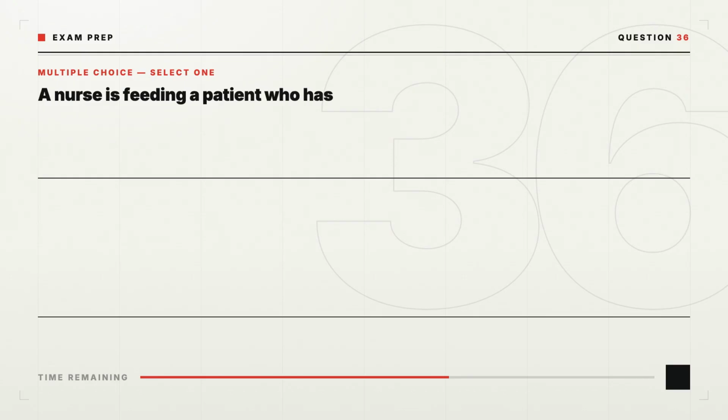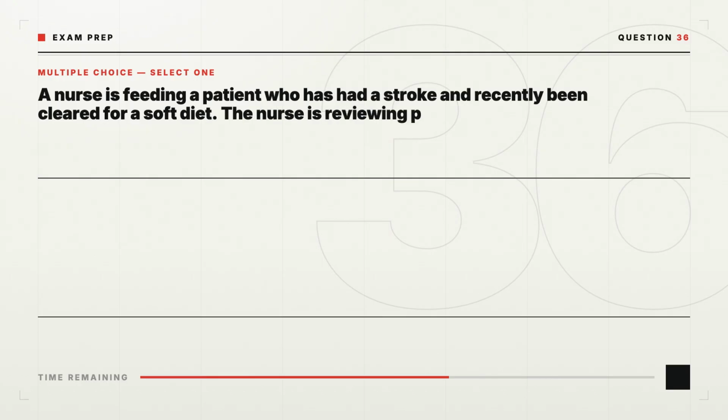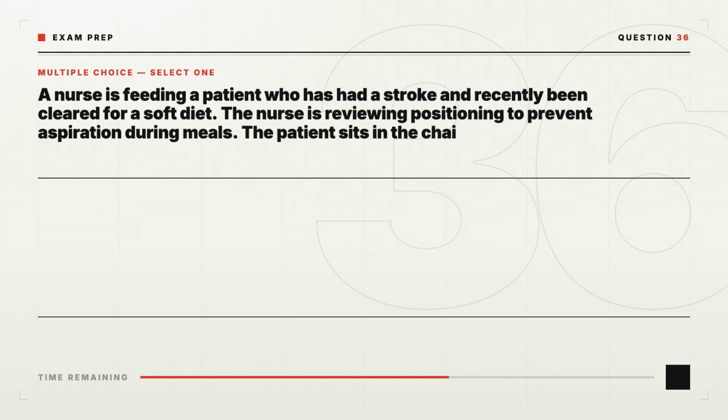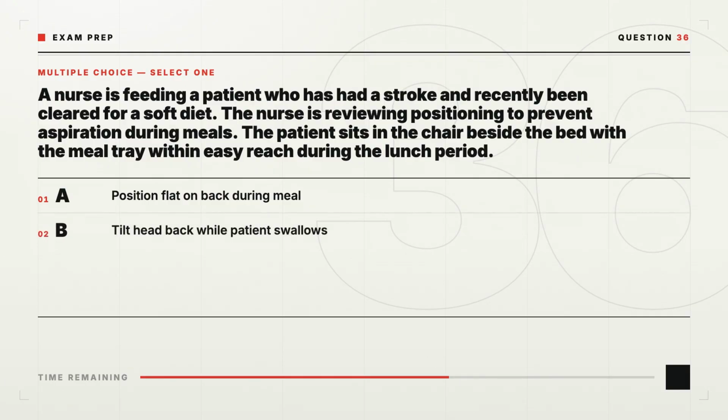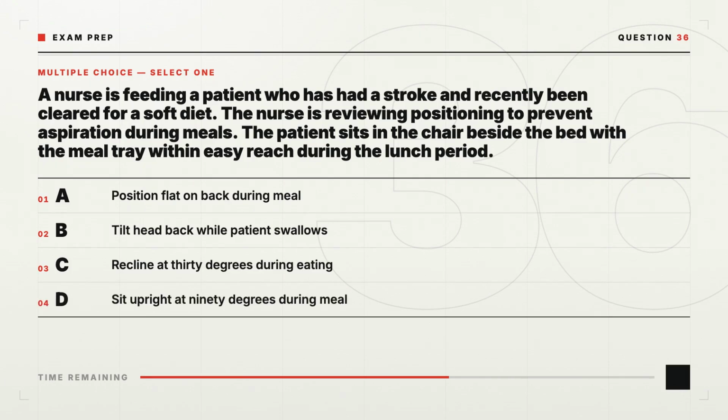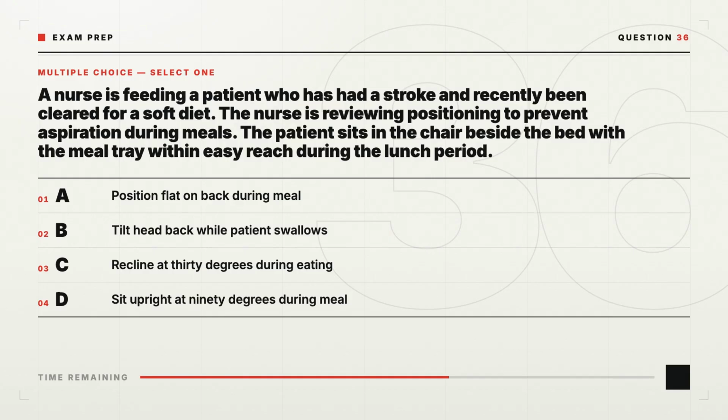Question 36. A nurse is feeding a patient who has had a stroke and recently been cleared for a soft diet. The nurse is reviewing positioning to prevent aspiration during meals. The patient sits in the chair beside the bed with the meal tray within easy reach during the lunch period. Your options are A. Position flat on back during meal. B. Tilt head back while patient swallows. C. Recline at 30 degrees during eating. D. Sit upright at 90 degrees during meal. What's your answer? Commit to one before I continue.